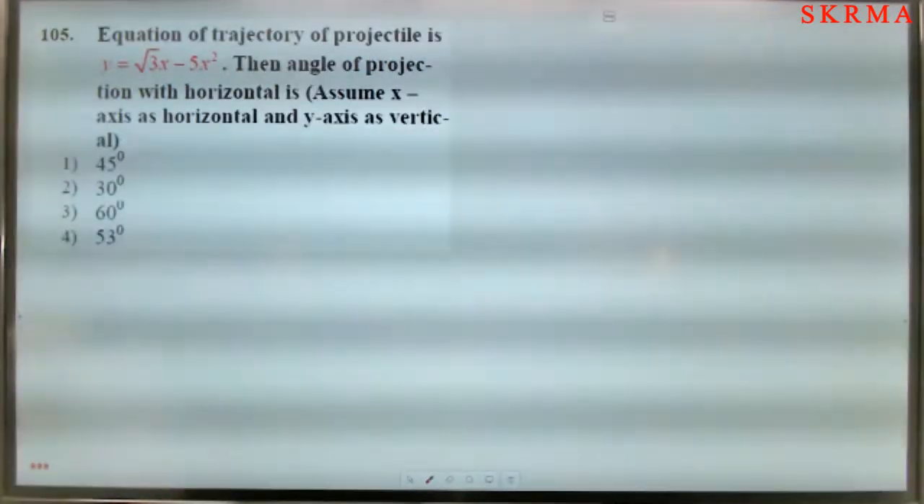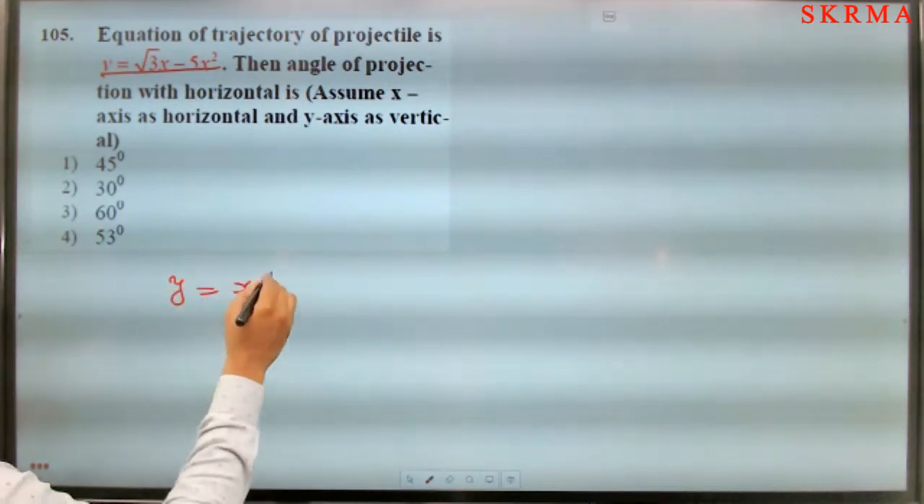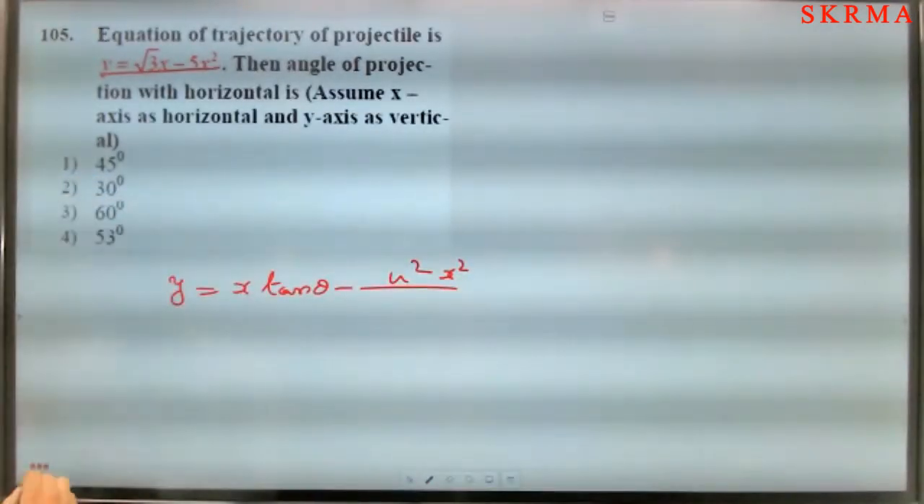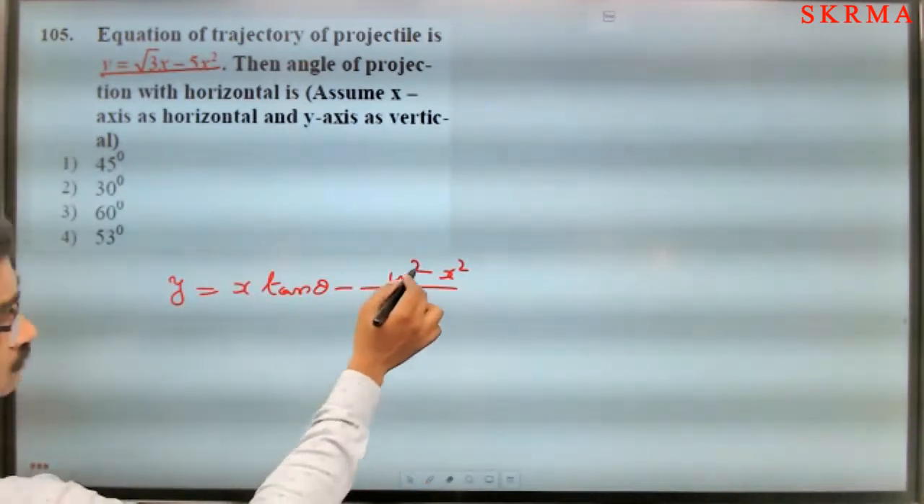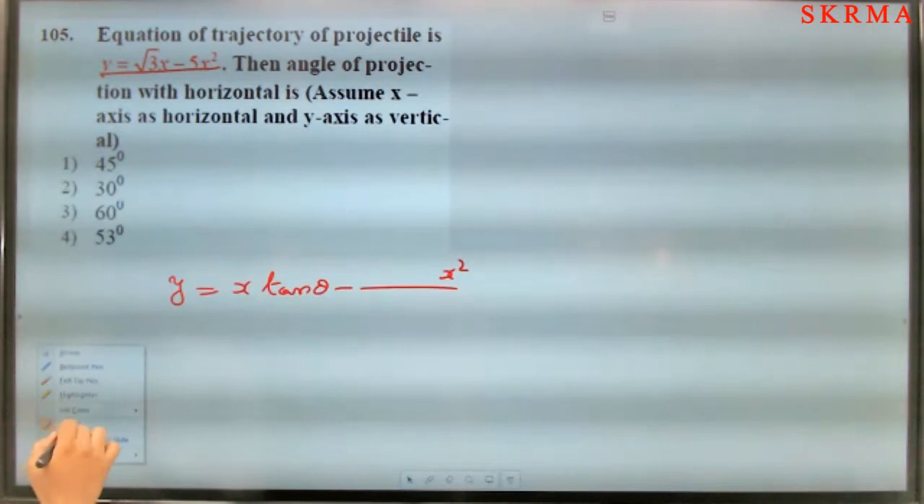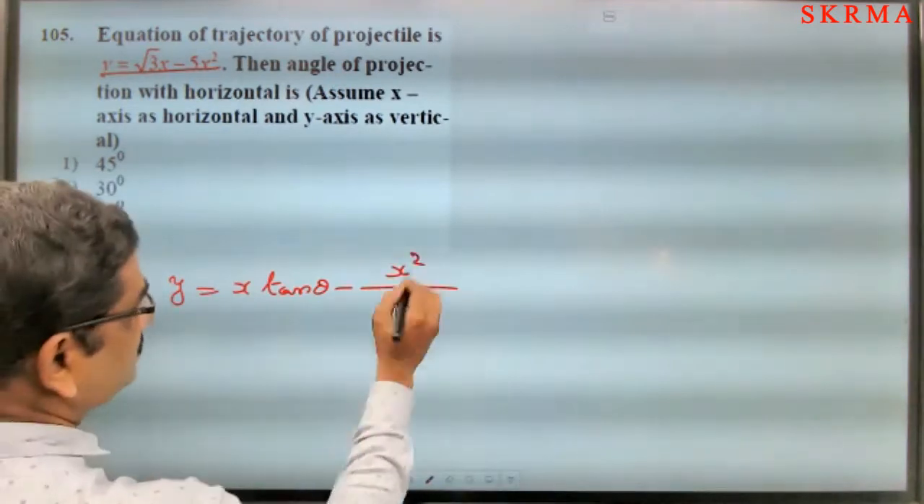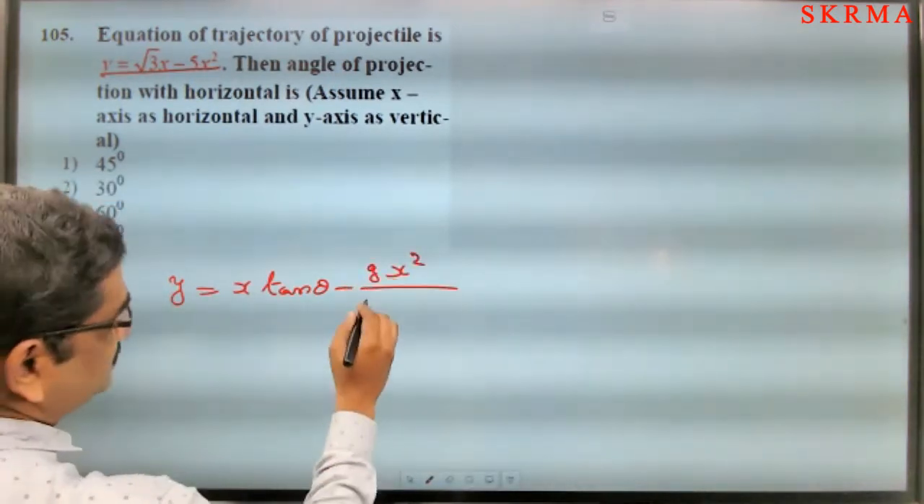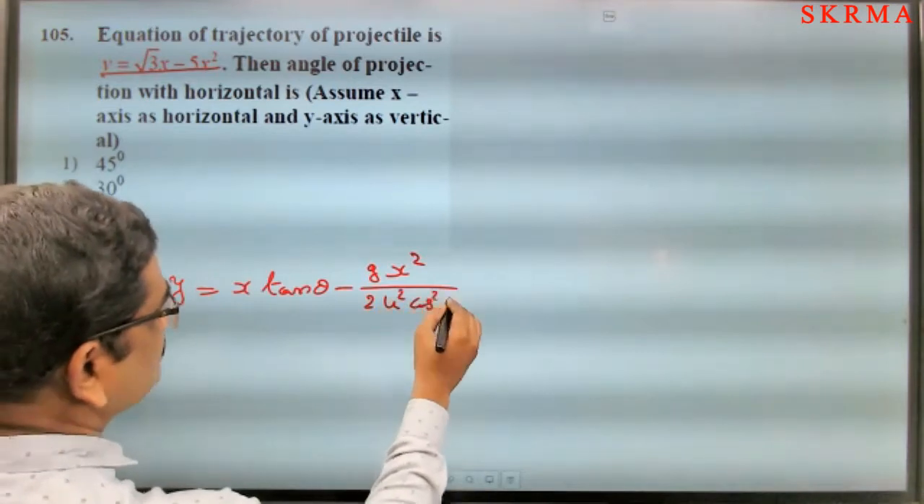Next one. The equation of trajectory of a projectile is given as y equal to root 3 into x minus 5x square. Now the angle of projection with horizontal. Now compare this one with y equal to x tan theta minus g x square by 2 into u square cos square theta.